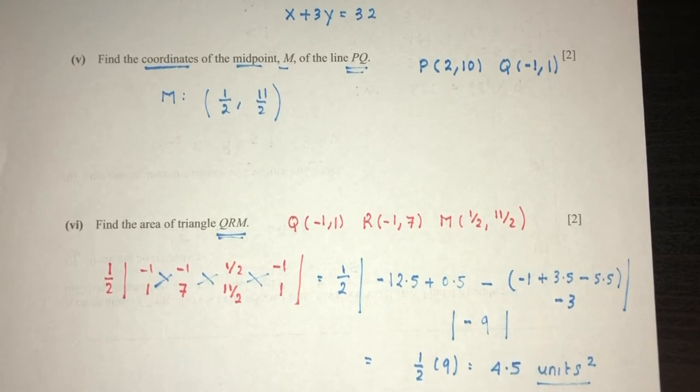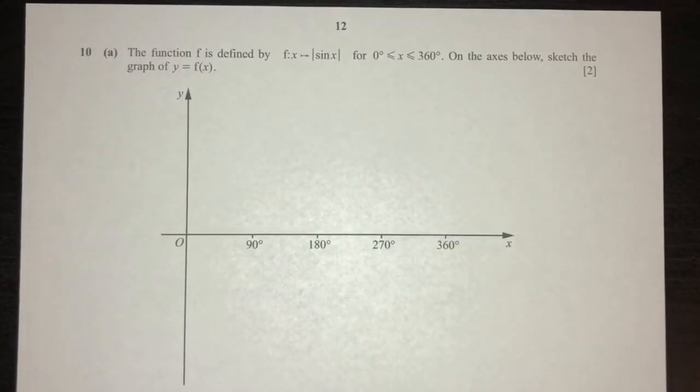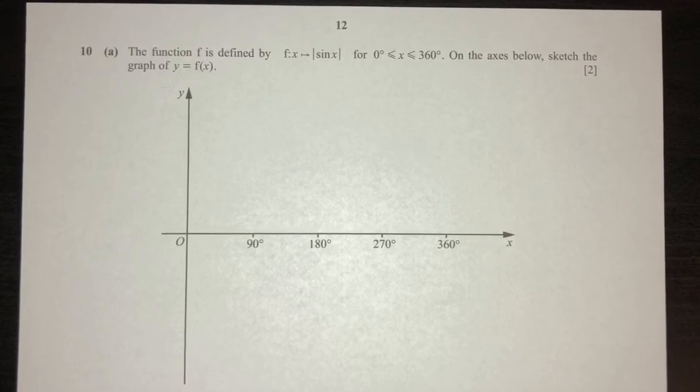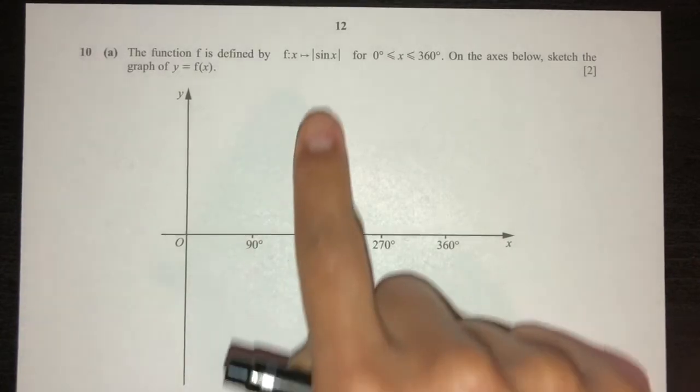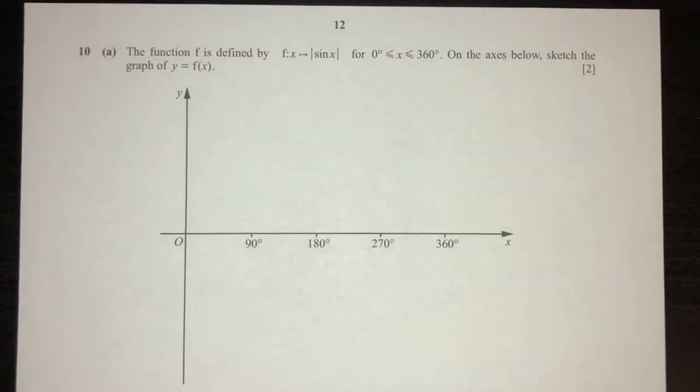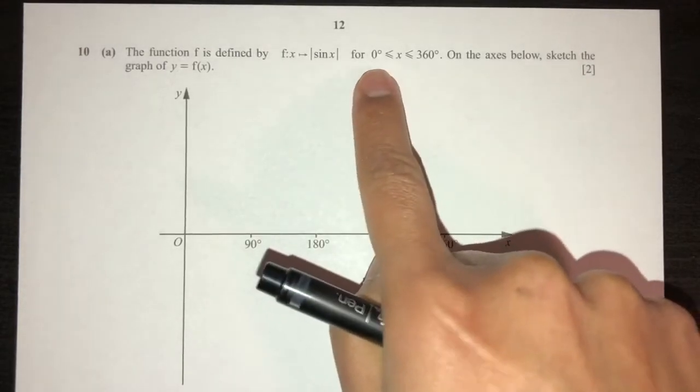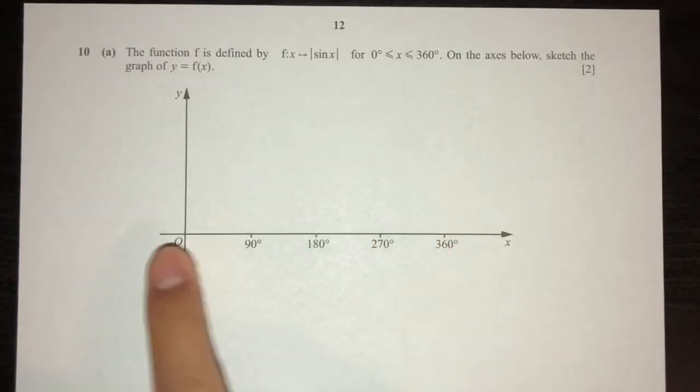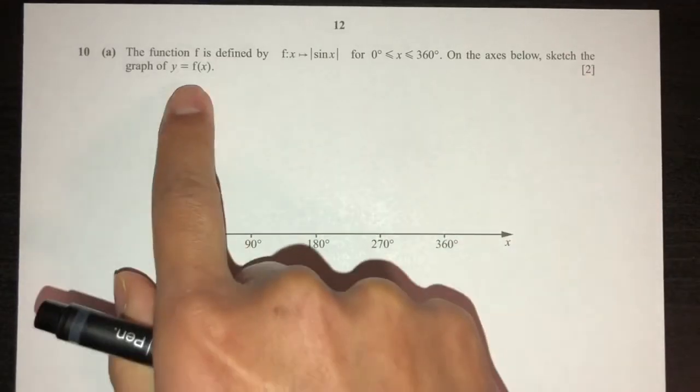That is the question number 9. Let's move on to question number 10. So here we have the function f is defined by f of x equal to sin x, but inside of the modulus. As you can see, these two lines mean modulus. Now, we have to draw this curve between 0 and 360. Okay, so we have to sketch this graph.